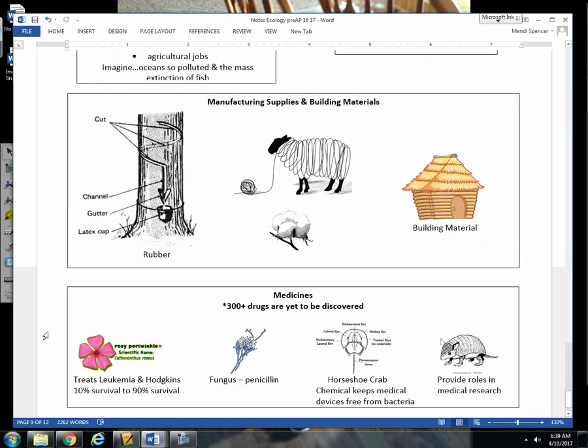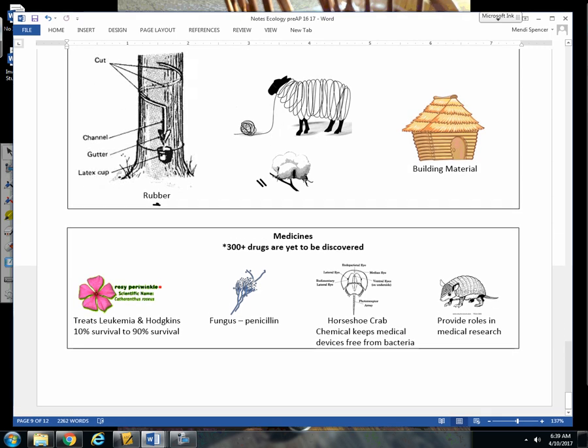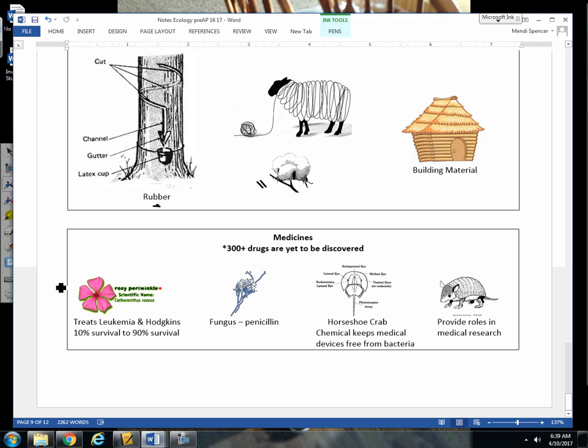Manufacturing and building materials. Your clothes are probably made from cotton, which comes from a living organism, or wool, rubber for tires, building material. The list goes on and on. And medicines. It's amazing how many different medicines that you have probably taken within your lifetime that have come from living organisms. And we continue to find more and more. So it's critical that we protect ecosystems and we protect organisms, even those that we have not even discovered, because you never know what chemical they can contain, which could lead to something like the cure for AIDS or the cure for cancer.